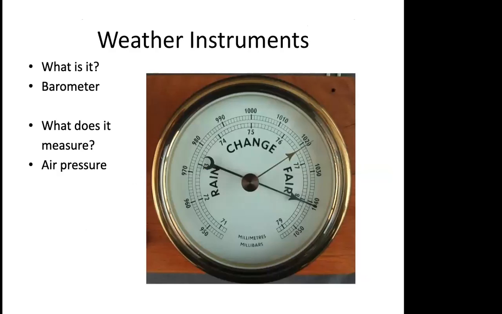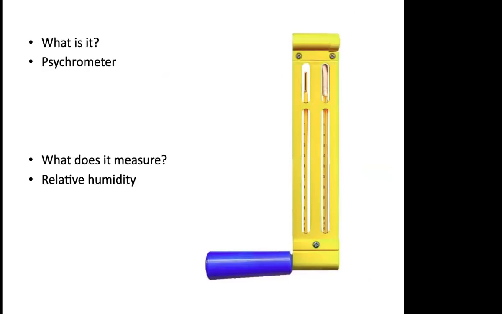The next thing we're going to talk about are some weather instruments, and we've talked about a few already. So first, we've got a barometer, and we talked about these. What does it measure? Air pressure. Next is a psychrometer. We've seen this before too, wet and dry. What is this? Measures the relative humidity.